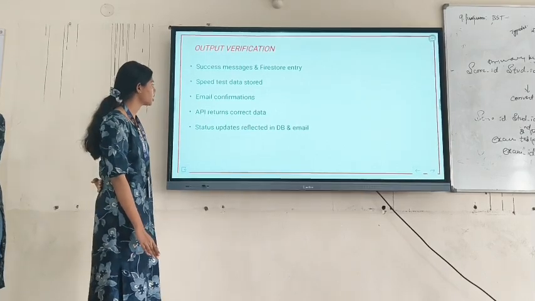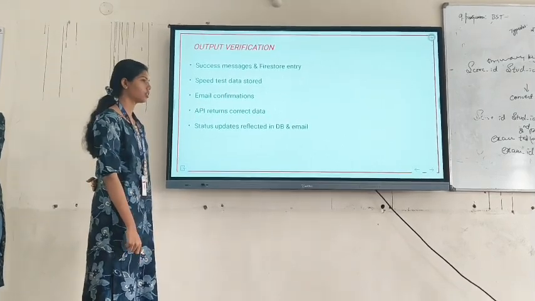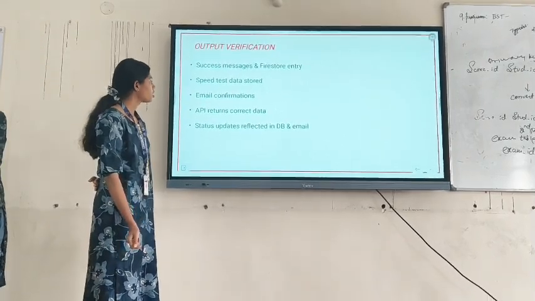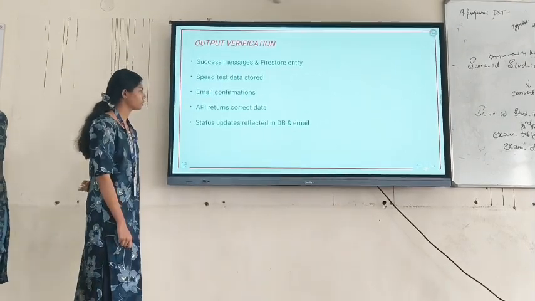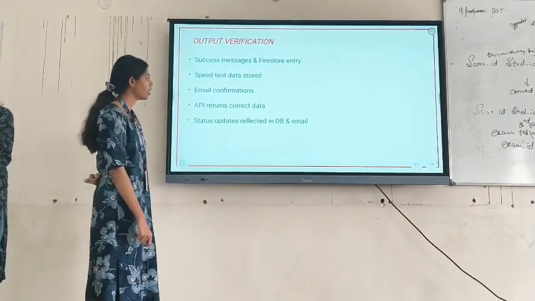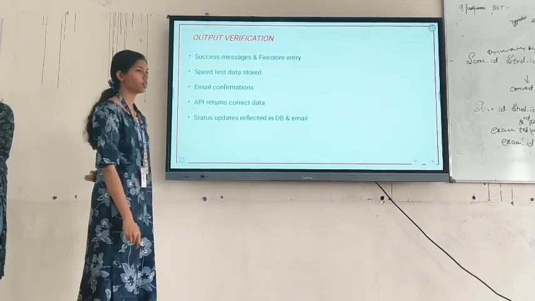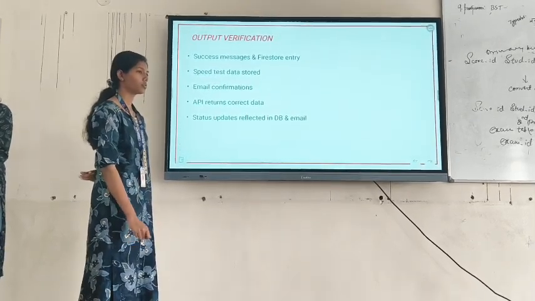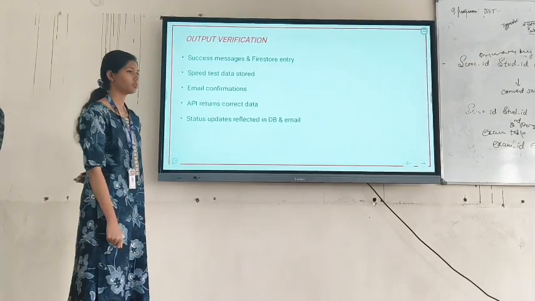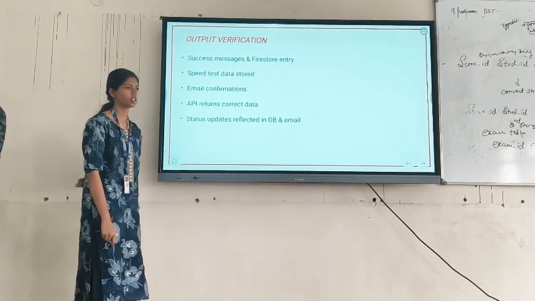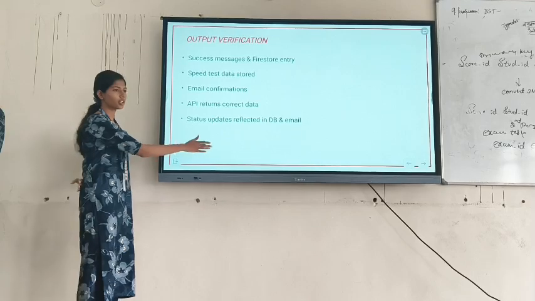The API returns correct data when we call it from the front end. Status updates are reflected in the database and in the email. Status updates will reach the users by email. The admin will send the notification to the user about status and updates. Next we will continue.